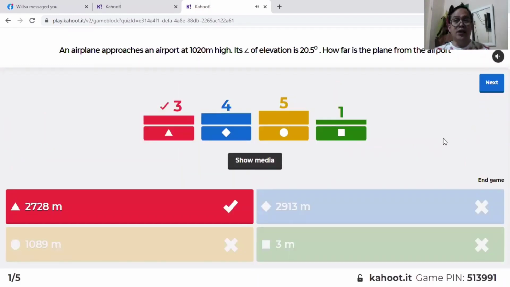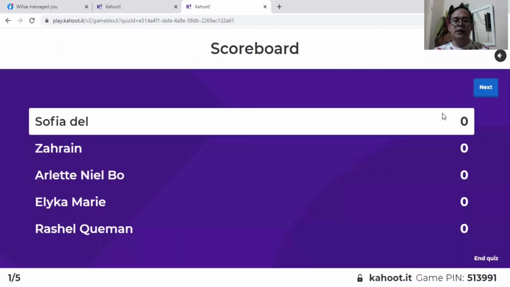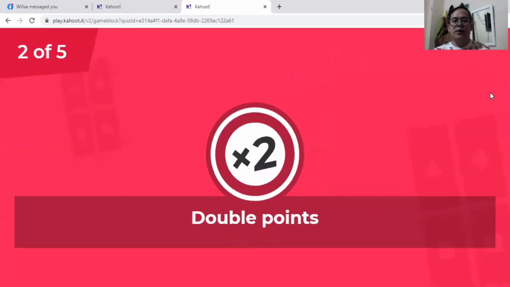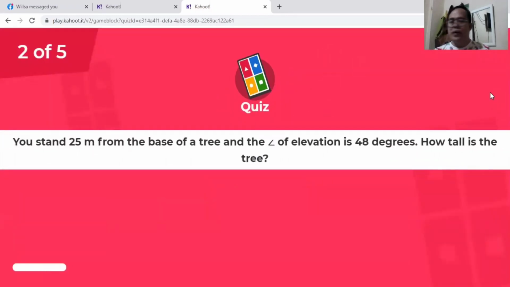So this is tangent theta. Your height here will be the opposite, and the one we are solving is the adjacent part. Let's now go to the little board. Sophia, Zarain, Elliot, those are the three who got a correct answer. Let's go to the second question.